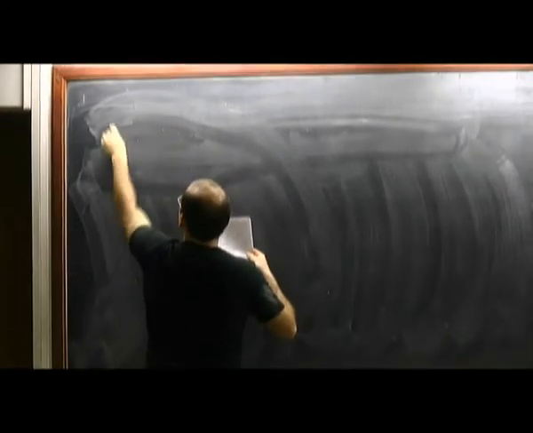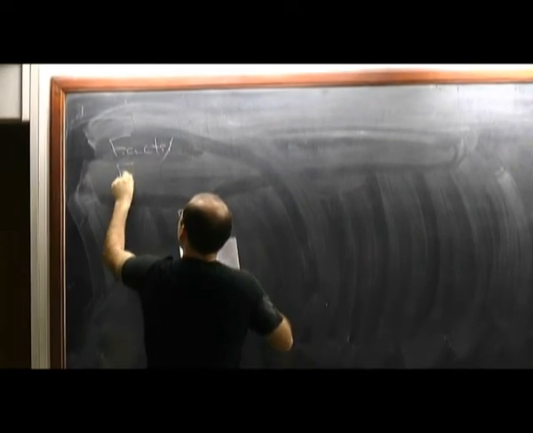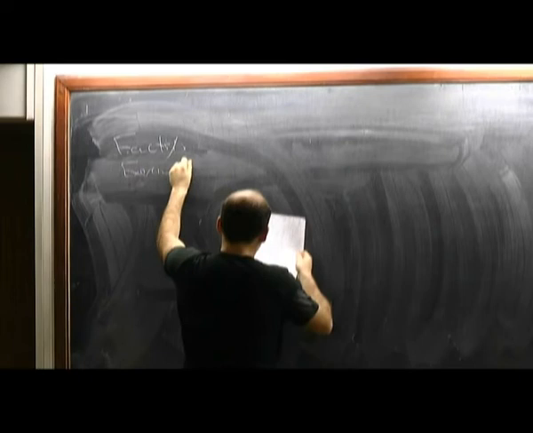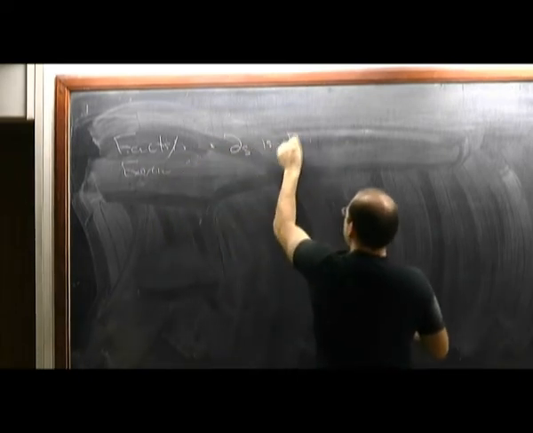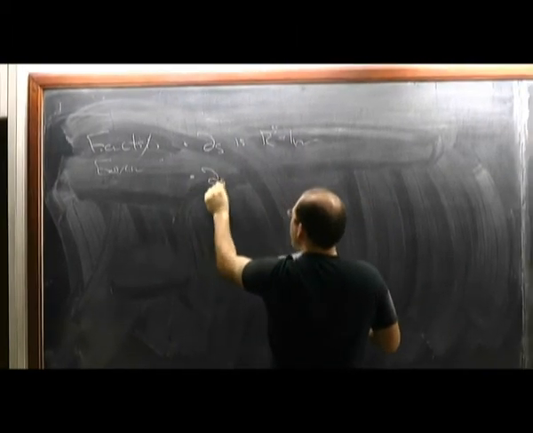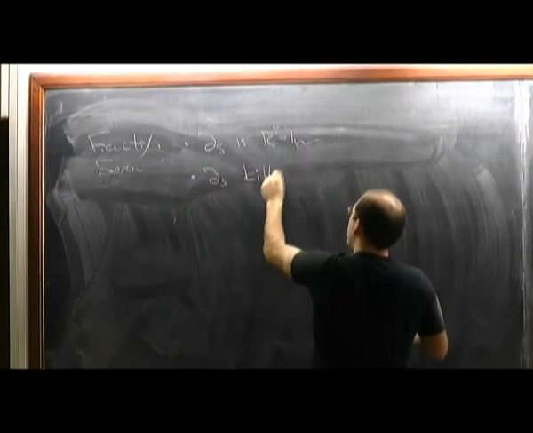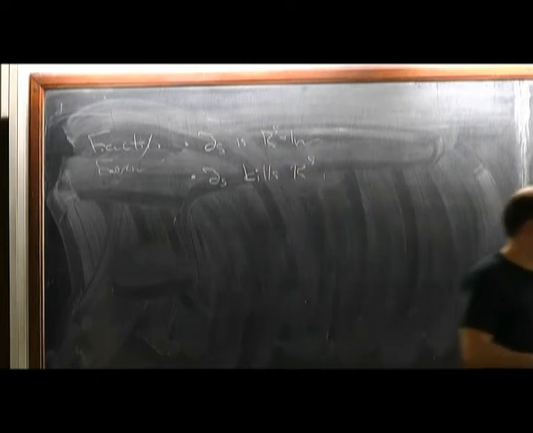Okay? Well, maybe I'll just write facts. These are exercises. Okay? So ds is Rs linear. ds kills Rs. So if you have something that's already symmetric, then f minus sf is clearly 0.